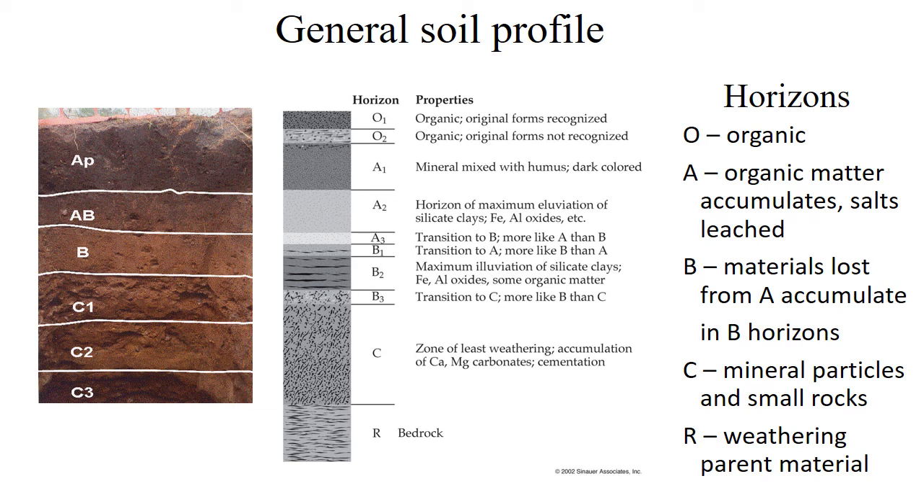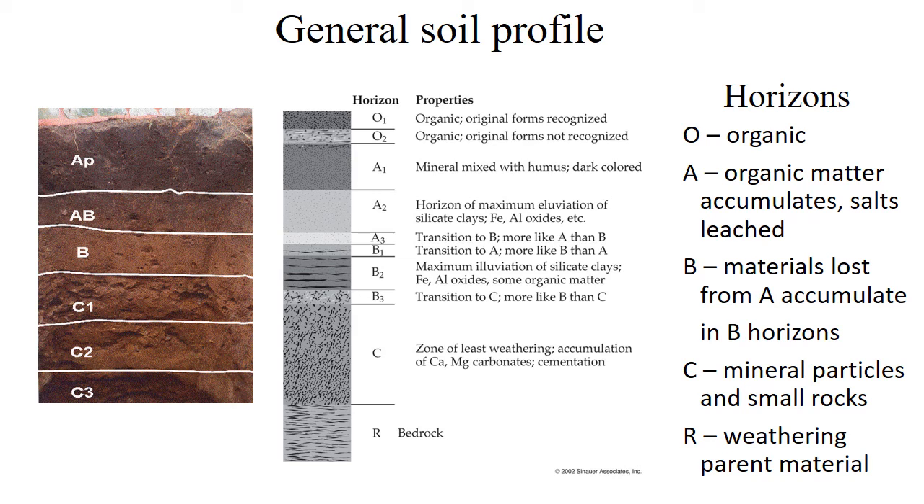Broadly, we think about 4 different horizons. There's the O layer, the A horizon, the B and the C horizon. The O horizon is organic material in various stages of decomposition. So here you have the O1 layer, which is organic material that can still be recognized for what it is, so maybe a leaf litter layer within a forest. Then below that you have the O2 layer, which is organic material that's no longer in recognizable form.